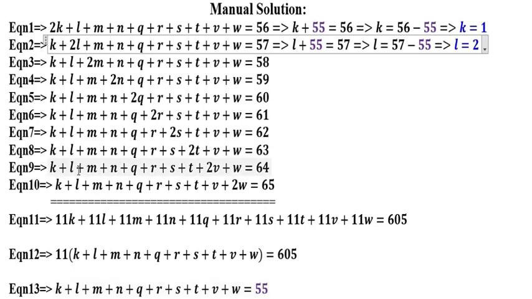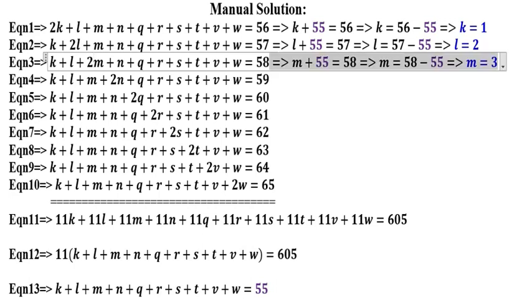Then compare equation 3 to equation 13. They are the same except equation 3 has one extra M. That means equation 3 is M plus 55. Equation 13 is 55, and it is equal to 58. That means M equals 58 minus 55, which is M equals 3.